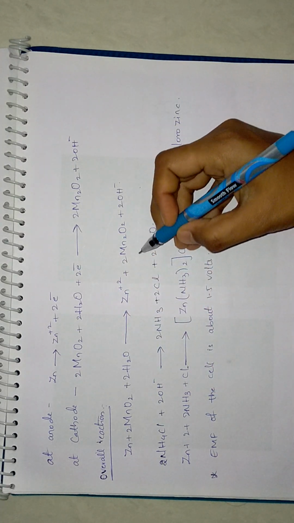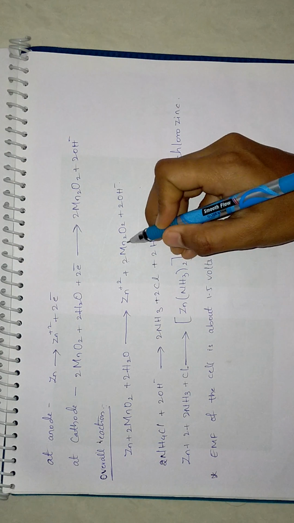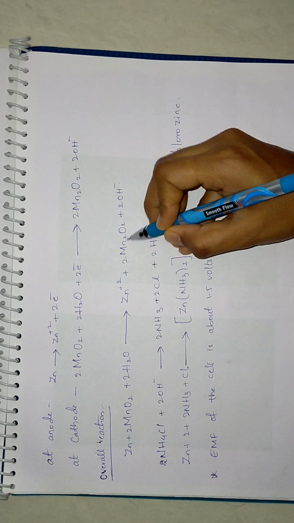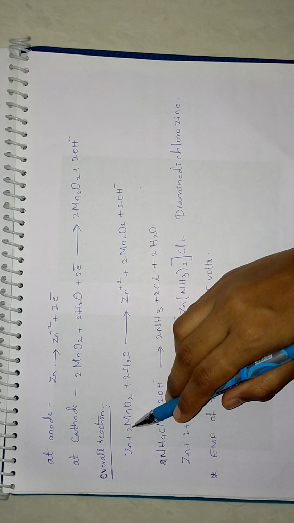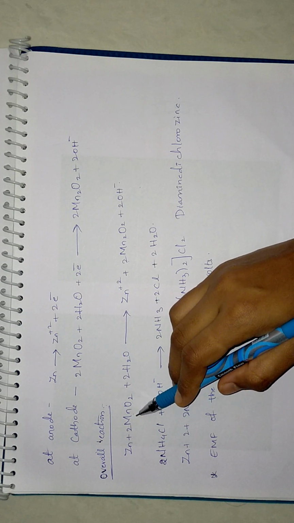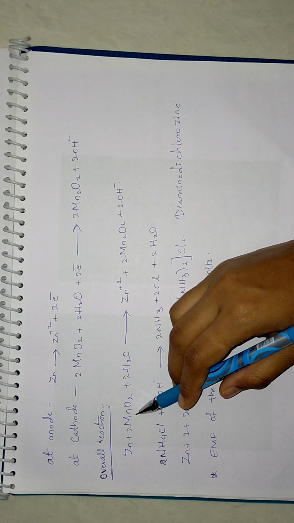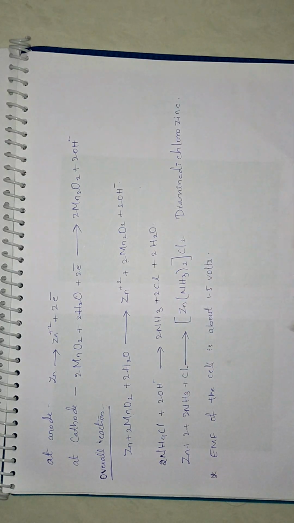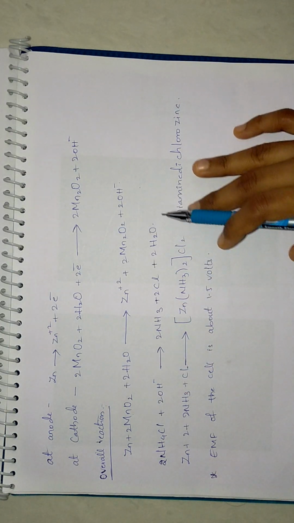Balancing is nothing but making sure that here how many manganese are there, 4, so here also it should have 4. Here it's only 2. That's why we have to make sure that we balance them. In this video I am not telling how to balance.